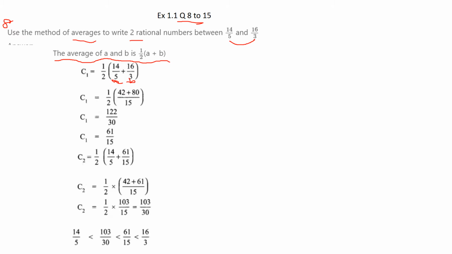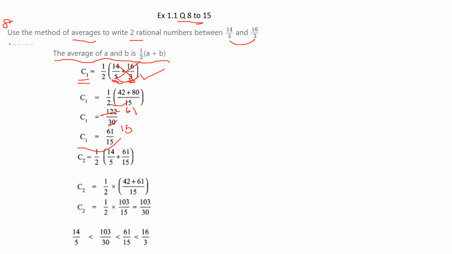So here C1 means first rational number. 1 by 2 into 14 by 5 plus 16 by 3. We find the LCM of 5 and 3, cross multiply, 15. So 14 3s are 42 plus 5 16s are 80. So we get 122 by 2 into 15, 30, and cancel it with the 2 table. 1 2 is 2, 5 2s are 10, 6 2s are 12, and 1 2 is 2. Therefore we get C1 equal to 61 by 15.